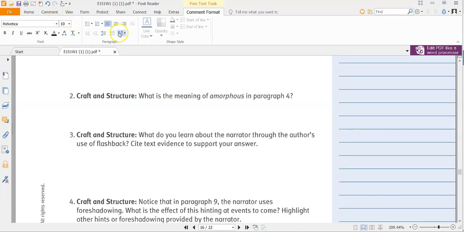For number 2, craft and structure, what is the meaning of amorphous in paragraph 4? So you're going to go back and look at that word amorphous and try to figure out what it means. If you can't figure it out based on the context clues, look it up, write down the meaning, and then go back and try to find what clues could have told us what amorphous means.